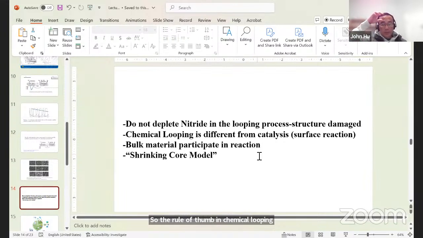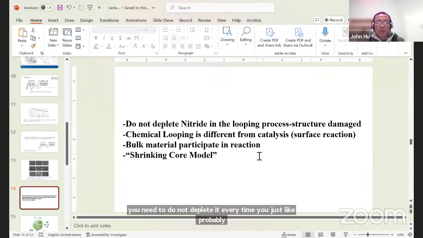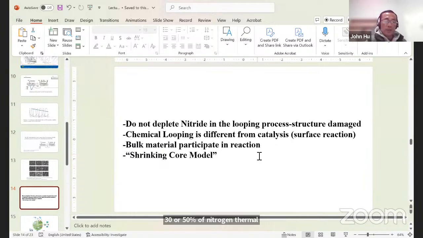That's why I'm going to send you the paper. I want you to calculate the theoretical yield. What's the theoretical yield? And once you know the theoretical yield, you have to control it. Probably you do not deplete it. Every time, probably 30 or 50% of the nitrogen comes out, keep some nitride in there. Then you replenish nitrogen to 100%, and then do the next cycle. So you always have nitride to hold the structure.